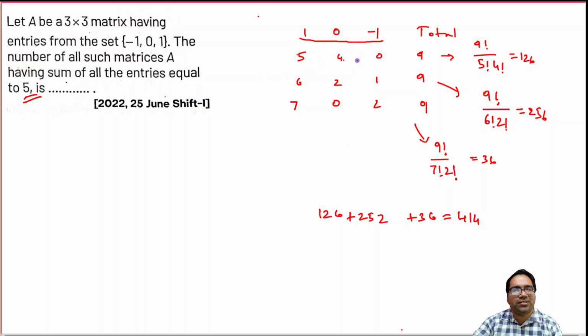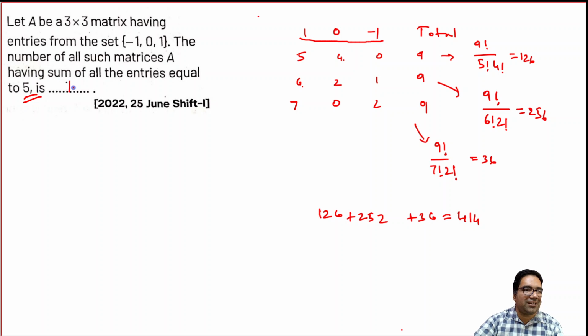5 ones and 4 zeros, or 6 ones, 2 zeros, and 1 minus 1, or 7 ones and 2 minus 1s. Now, how many ways of arranging all of this? Basically, this is equivalent to arranging 9 letters such that 5 of them are the same and 4 of them are the same. That is equal to 9 factorial by 5 factorial into 4 factorial. Similarly, here 9 letters, of which 6 are of one type, 2 of another type, and 1 of another type. So 9 factorial by 6 factorial into 2 factorial. Similarly, here 9 factorial by 7 factorial into 2 factorial. So this is 126, this is 252, and this is 36. The total of all of them becomes 414. So the correct answer is 414.